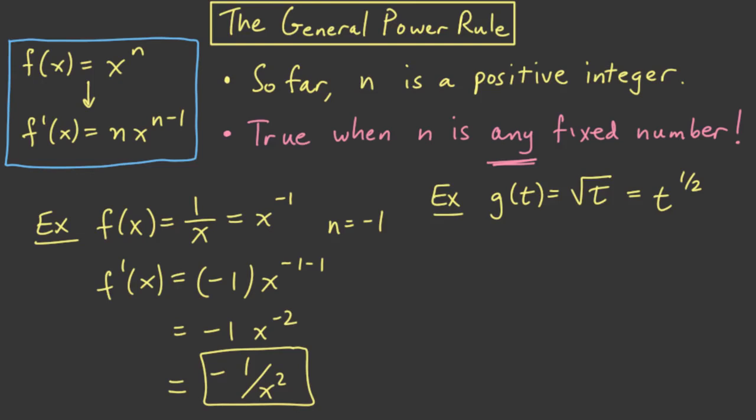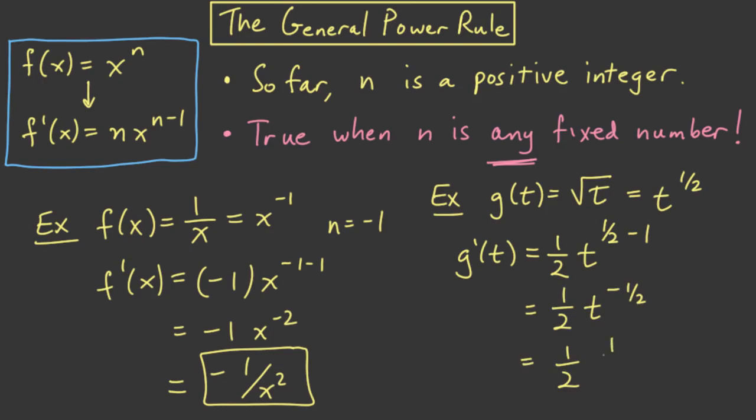So it fits. And thus to take the derivative g prime of t, we're going to want the exponent 1/2 out in front, and then we're going to have t to a power. It's going to be t to the 1/2 minus 1. And that equals 1/2 t to the minus 1/2, or 1/2 times 1 over the square root of t, if you like that better.